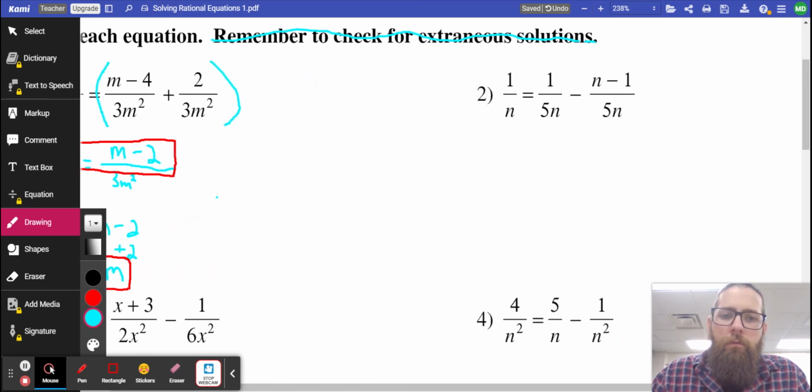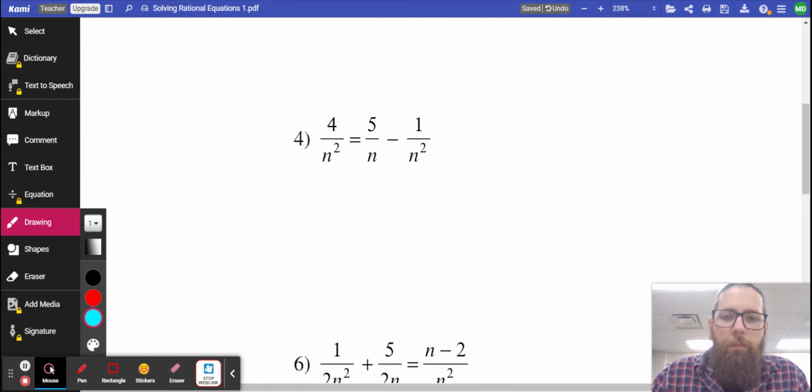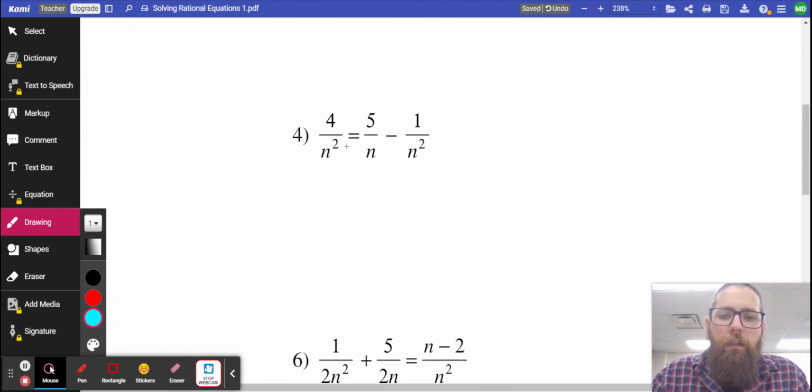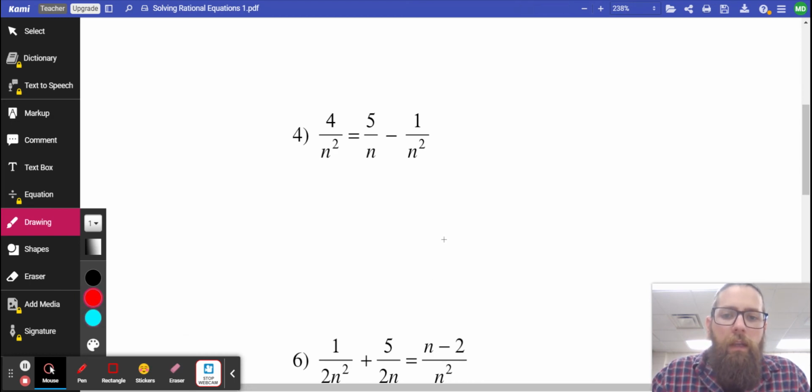Let's try one more here. Let's try number 4. 4 over n squared equals 5 over n minus 1 over n squared. Are my bottoms all the same? Is my first question. The answer is no, they're not. I need to basically convert this n into an n squared. And if you forgot how to do that, you multiply it by n, because n times n gives you n squared. And then we just said, if you multiply the bottom, you got to multiply the top to keep it equal.